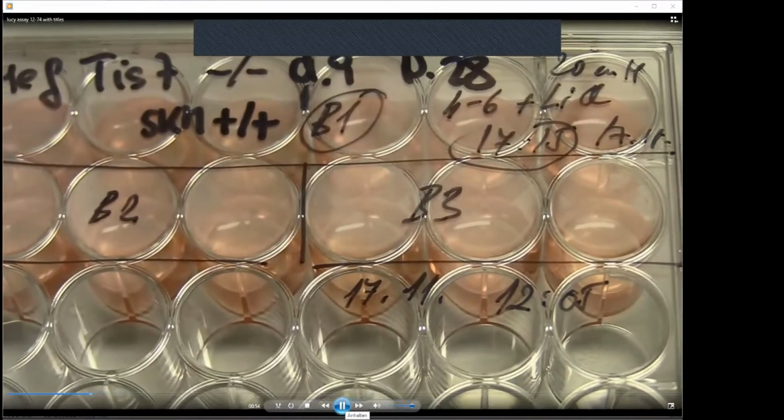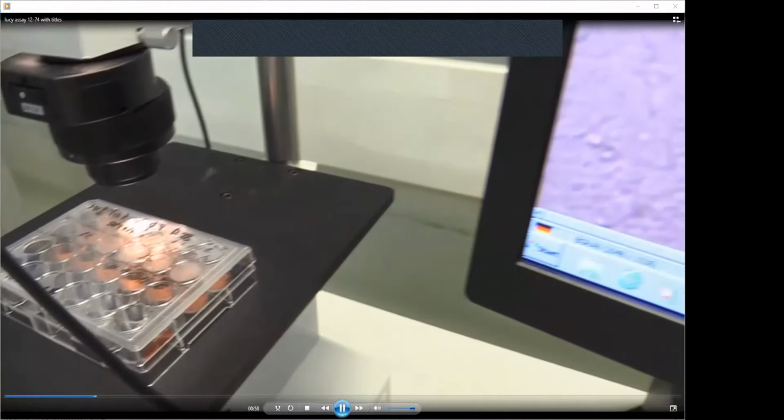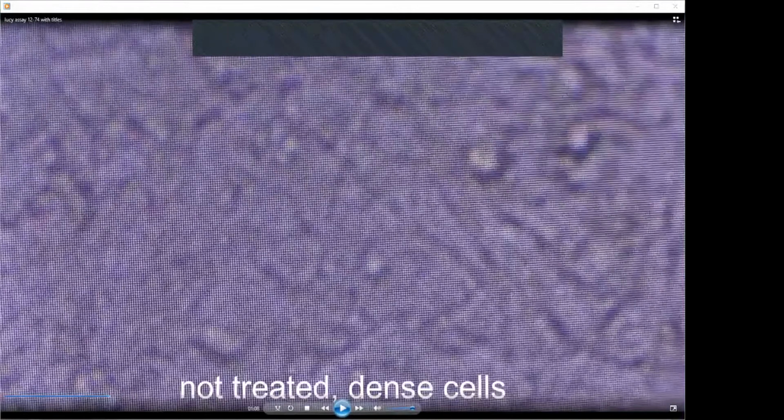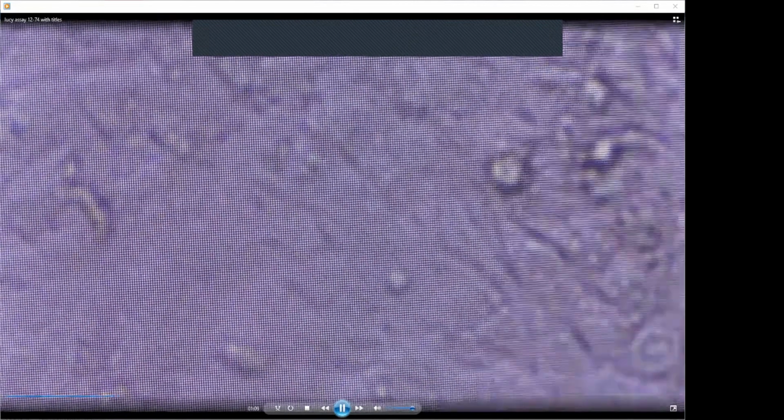Next, it is necessary for repetition and reproducibility of the experiments that you know the timing. It has to be always the same number of hours which was used for treatments. In this case, you see a sample where there was no treatment, no overexpression, very dense cells. However, there are a few rounded up cells as well.